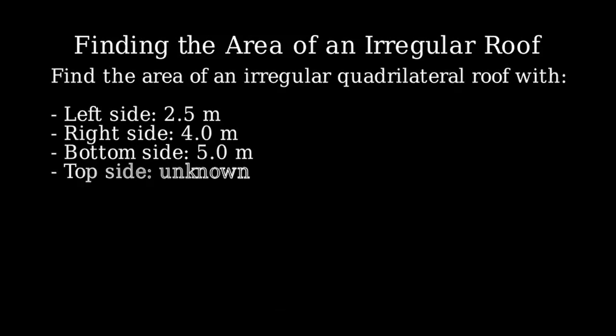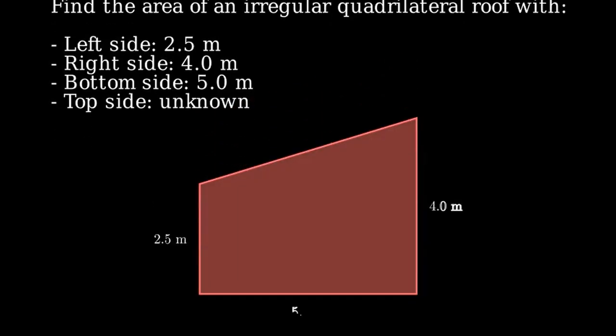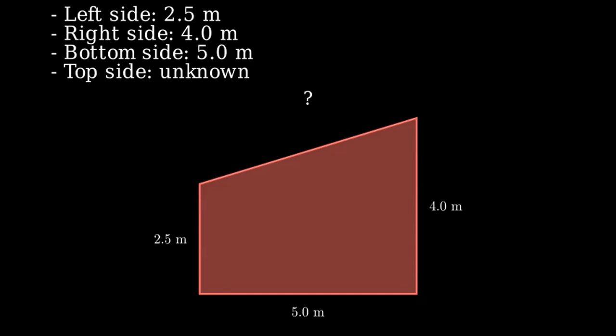Tutorial. Today, we're going to solve a problem about finding the area of an irregular quadrilateral roof. Let's look at the problem. We have an irregular quadrilateral roof with the following measurements. The left side is 2.5 meters, the right side is 4.0 meters, the bottom side is 5.0 meters, and the top side length isn't provided. Let's draw this out to visualize the problem better.